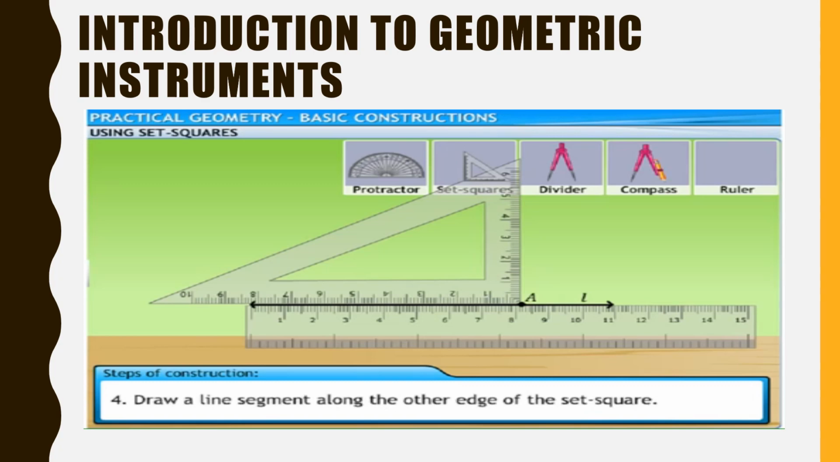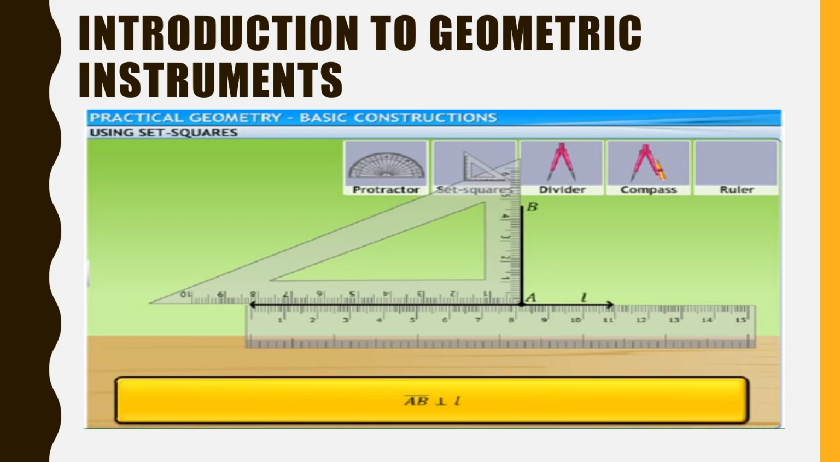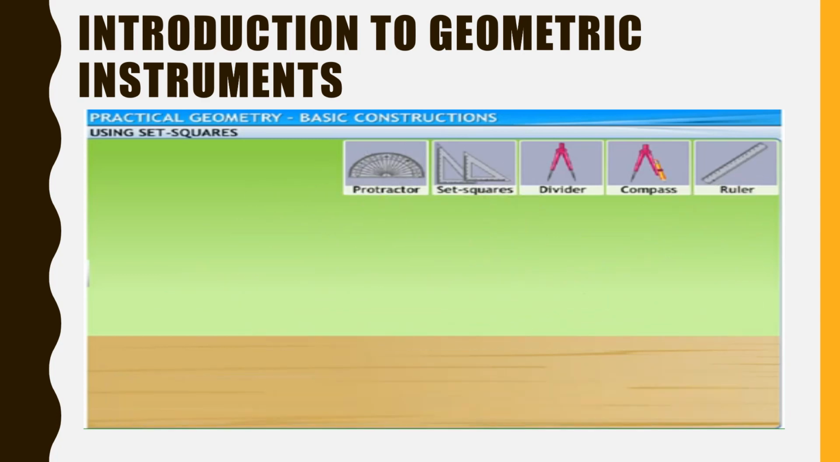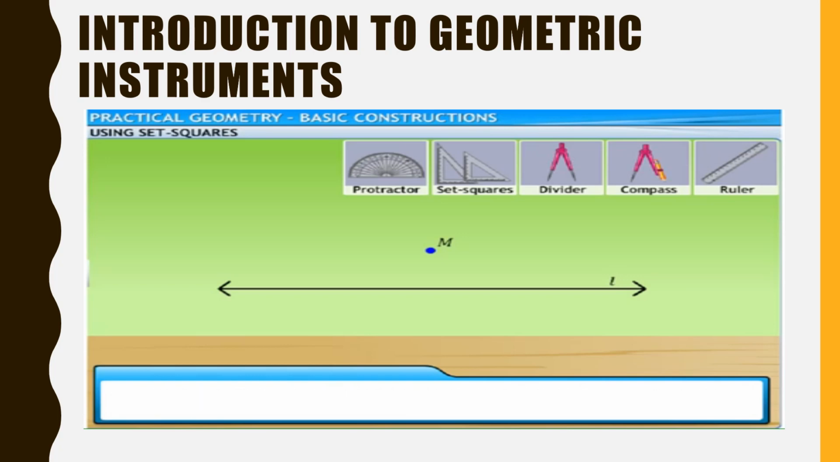Draw a line segment along the other edge of the set square. Finally, name the segment as AB. Line segment AB is the required perpendicular to line L. In a similar way, we can draw a perpendicular line to a given line passing through a point not on the line. Here, L is a line and M is a point not on the line.